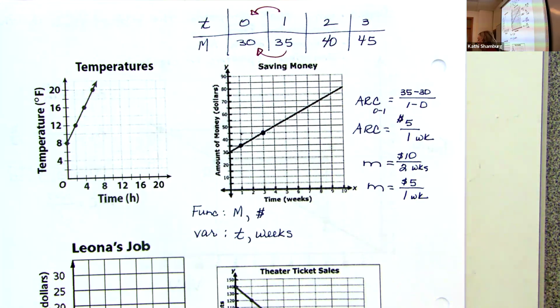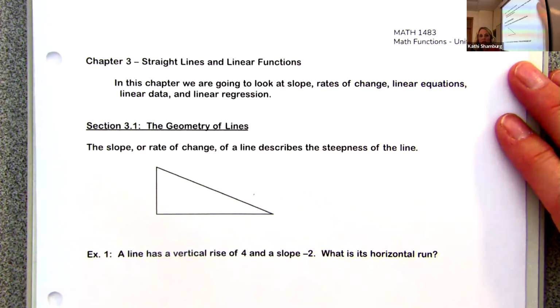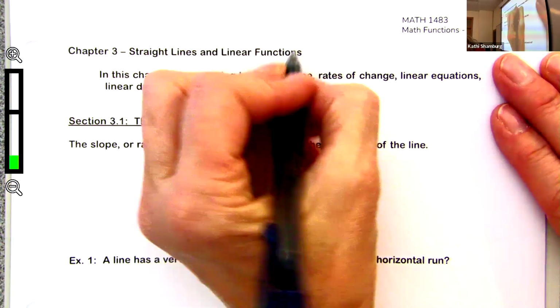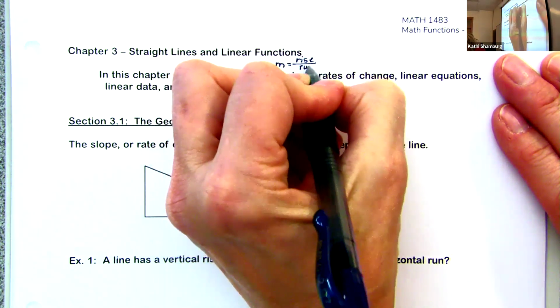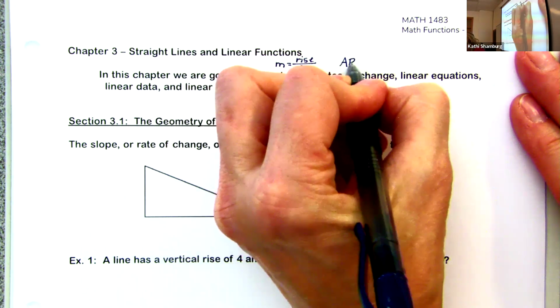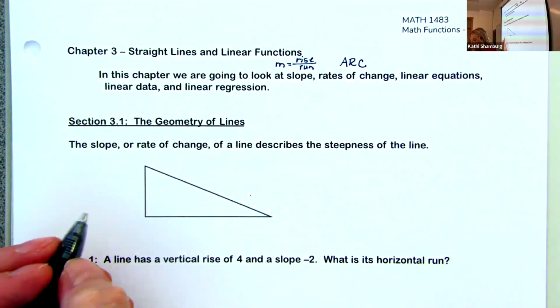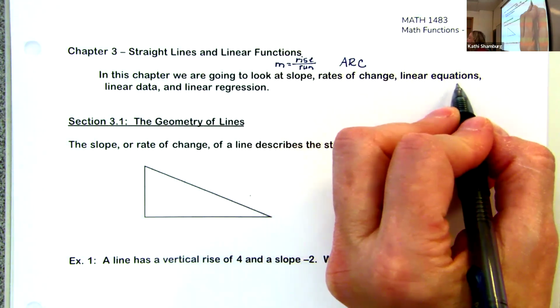Okay. So I just want to look at that because that is the premise of what we're going to get started with in chapter 3. And so I just wanted to review some of that stuff with you if you haven't seen it in a while. All right. So in this chapter, we're going to look at slope. We just talked about slope is rise over run. How that relates to rates of change, which we just talked about, the average rate of change. How that also relates to linear equations.